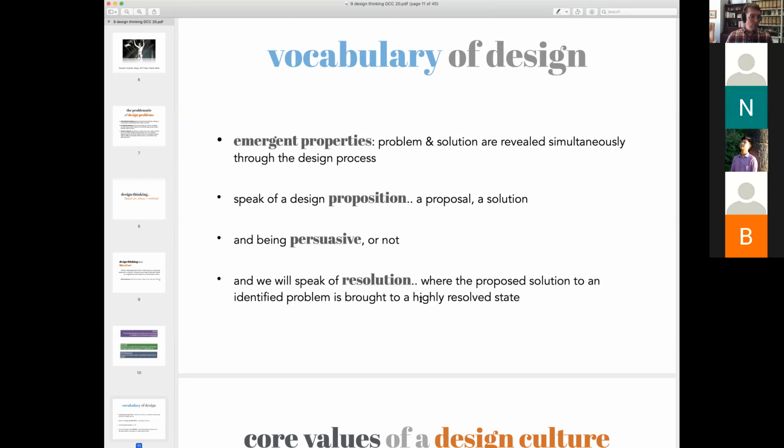You really annoy designers if you say, that's wrong. I mean, you think it's wrong, okay? I don't think it's wrong. And we get nowhere with two people saying, you're wrong, no, I'm not wrong, you're wrong, okay? So this notion of something being more or less persuasive is a better way to speak.